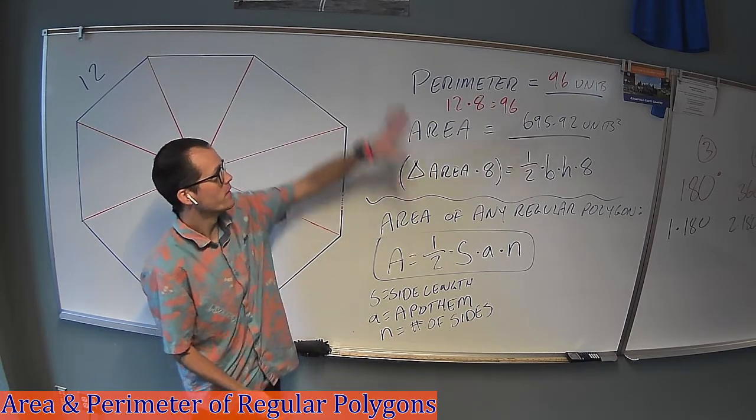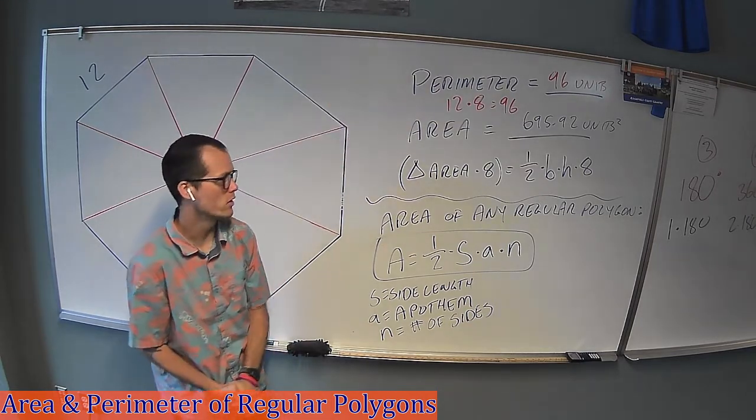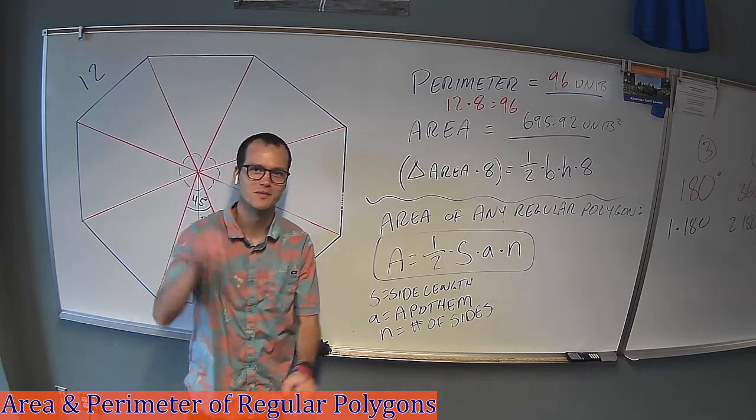Okay, this is how to find the perimeter and the area of a regular polygon. Let's dive into some practice problems. You got this.